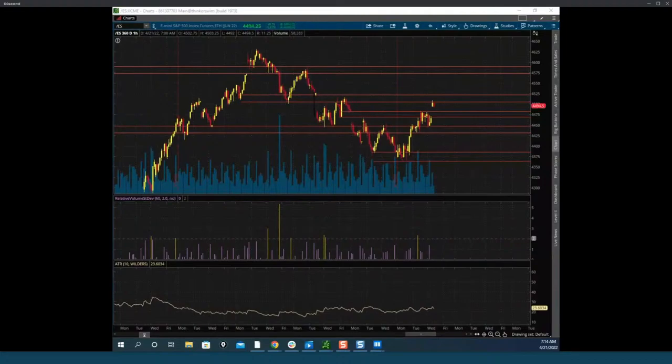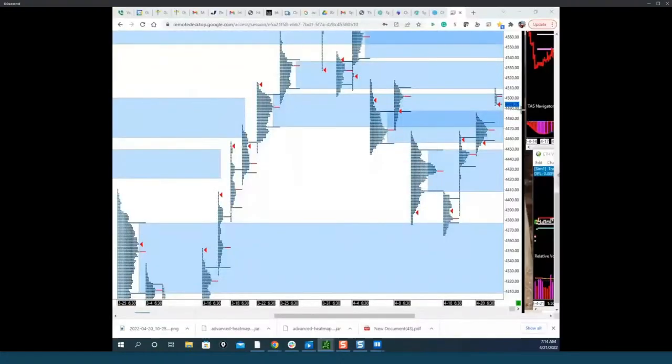You know this was a gap. I just showed this, but the gap failed, and now we're back here again, right? So you know that, and then you look at your market profile, and you're like, okay, well, these are important areas. See if we can get in the composites.